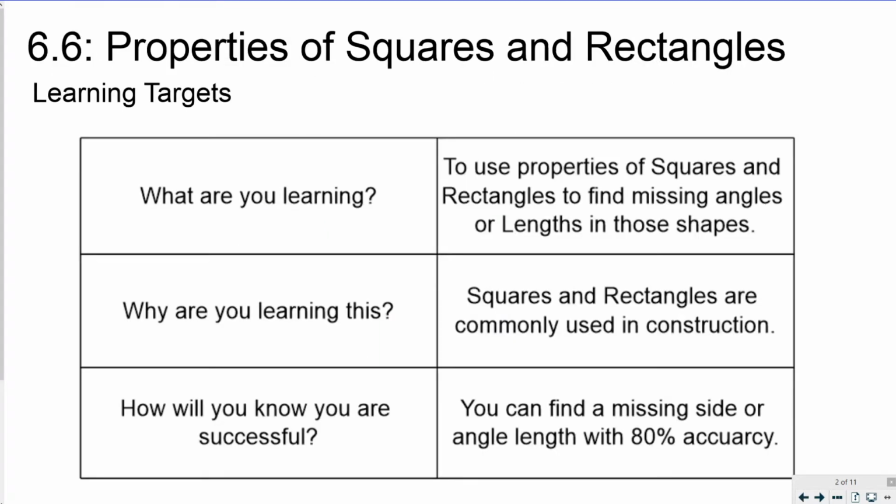So for this video, you're going to be learning to use the properties of squares and rectangles to find missing lengths and angles in those shapes. You're learning this because these are commonly used in construction, and you'll know you're successful when you can find a missing side or angle length with 80% accuracy.